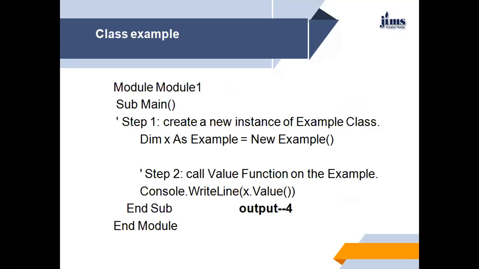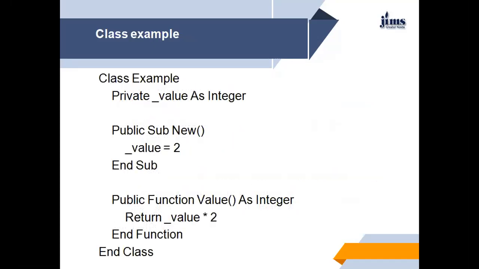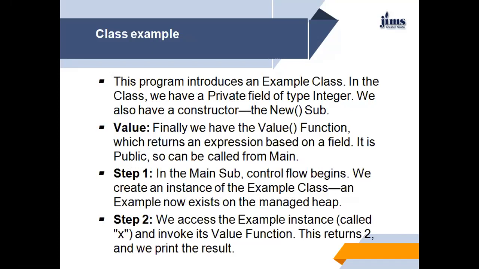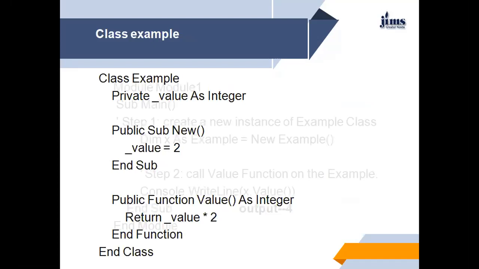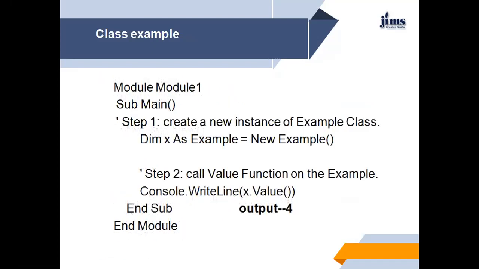Step 2, call the value function on the example. Now console.writeLine x dot value. x is an object, so this x is a variable of example, and x dot value is the function. The value function returns underscore value into 2, and the value is 2 into 2, that is 4. So the output of this program will be 4.